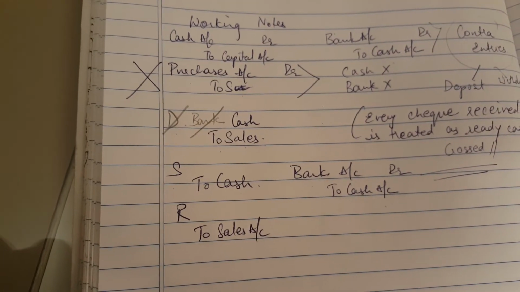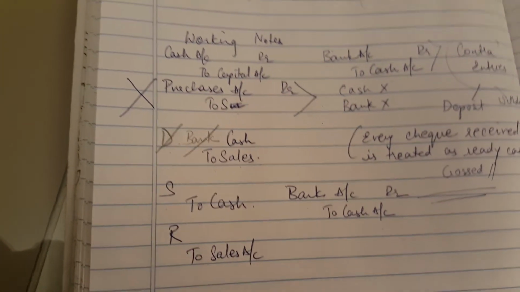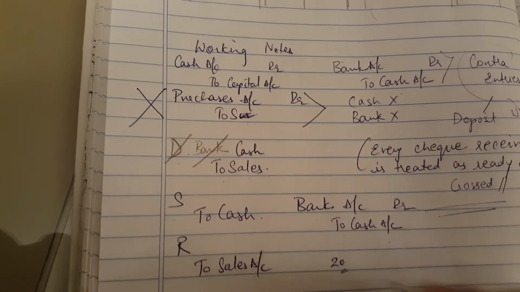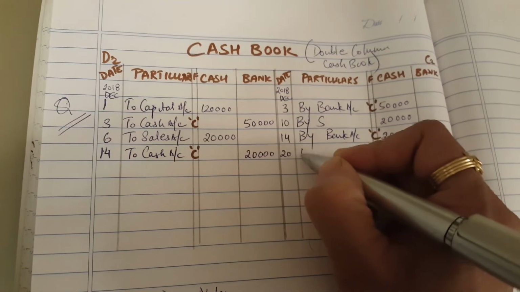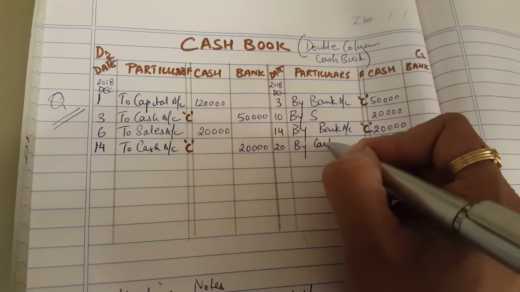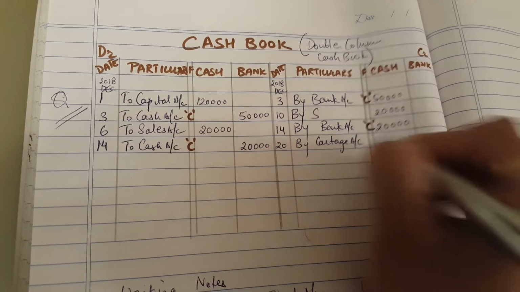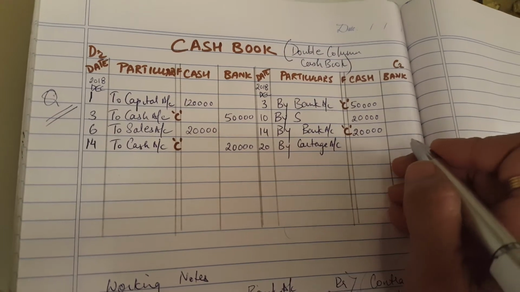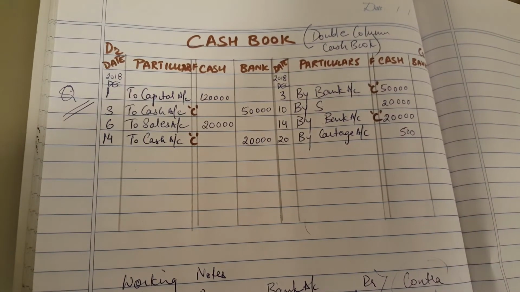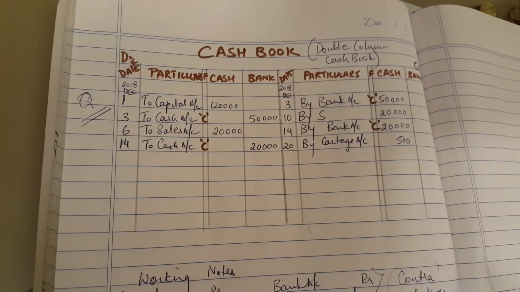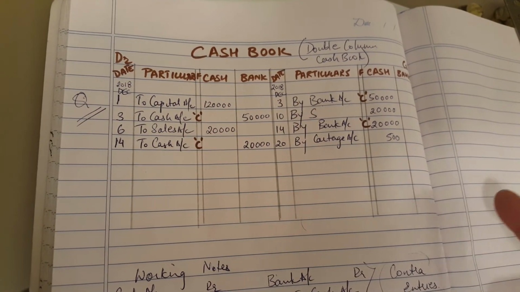Next it says paid cartage in cash. This is on the 20th. So you will write on the 20th, it is an expense. So you will write by cartage account, and you will put the amount in the cash column. It says 500, so you will put it in the cash column as 500. Once this is done, you go to the next thing.